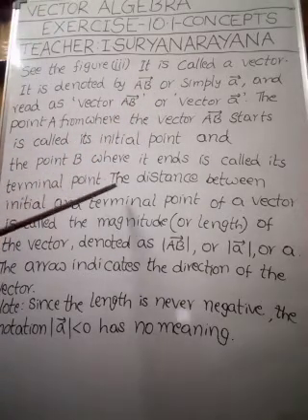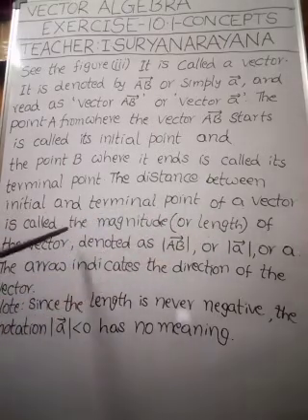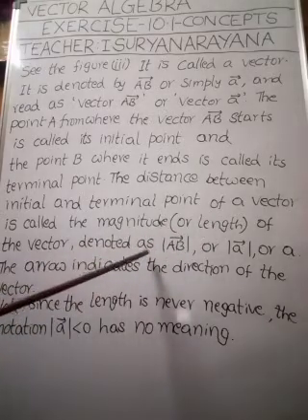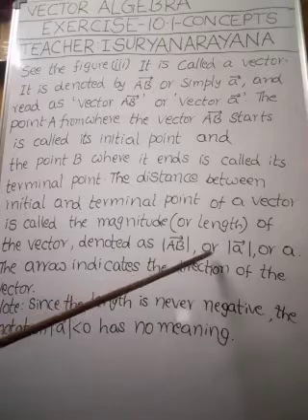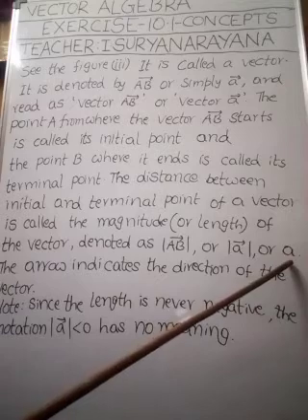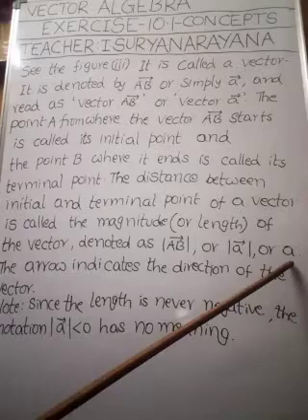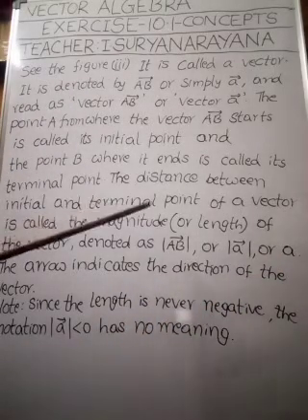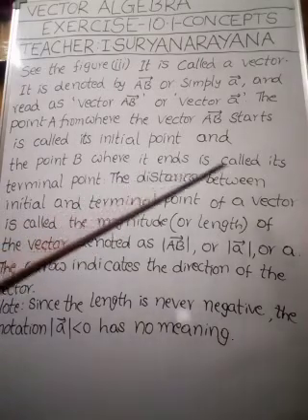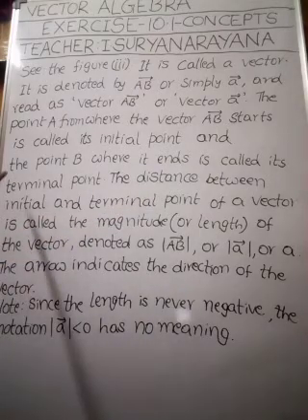Right. The distance between the initial and terminal point of a vector is called the magnitude or length of the vector, denoted as modulus of AB bar or modulus of A bar or small letter a. Understood this point, my children? How to denote the magnitude or length of a vector? Right. What is meant by magnitude of a vector or length of a vector? The distance between initial point and terminal point of vector. Okay, my children, understood this point?